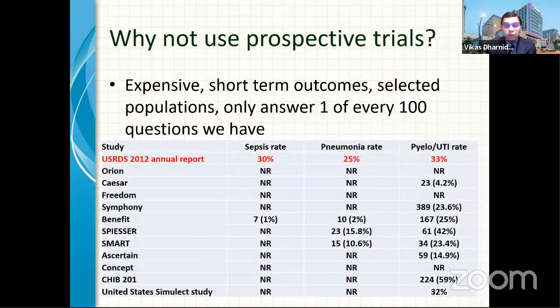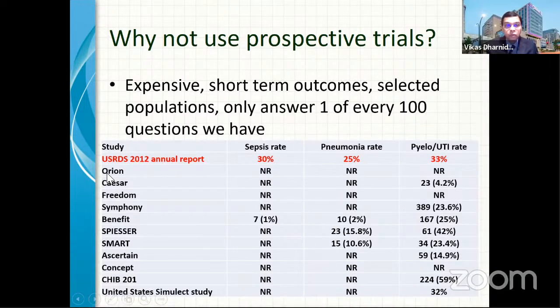So this table from the grant application we had used to fund our initial study shows you that, looking at the annual report of the USRDS at that time, these complications of sepsis, pneumonia, and pyelonephritis or urinary tract infection were very common in the first 3 years after kidney transplant. These are all mostly adult data, so 30, 25, 33% here.